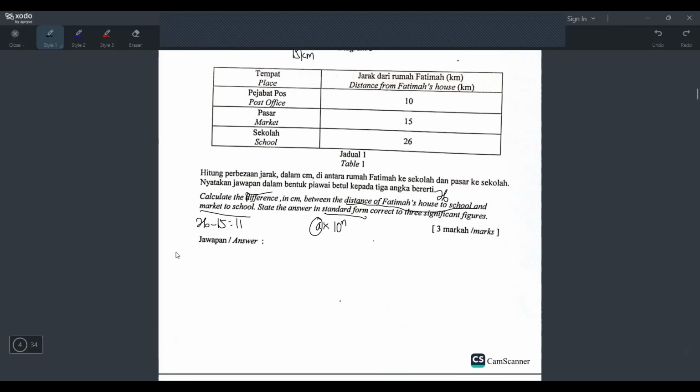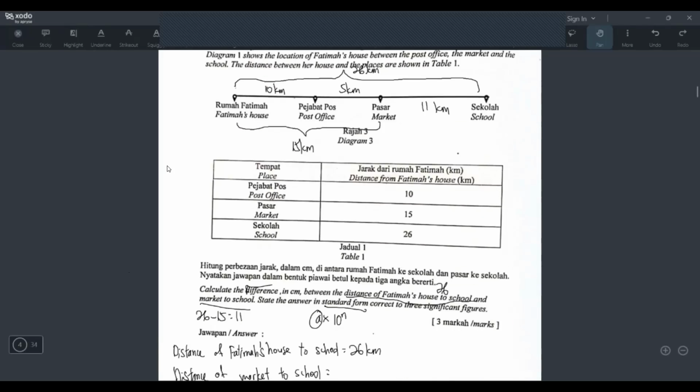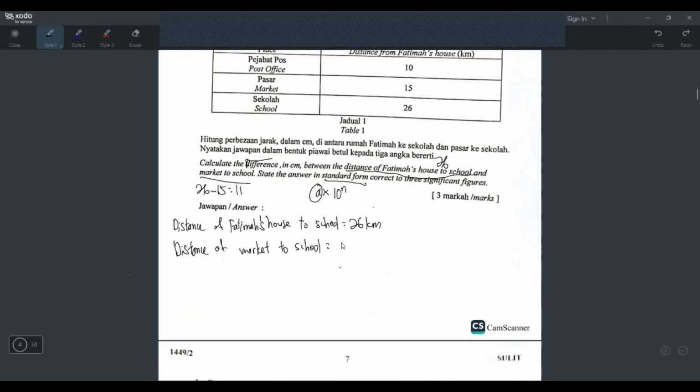Okay, but first let's write down some working. Distance of Fatima's house to school is 26, right? This one no working because it's given in the table. And then the other one is distance of market to school. How did I get the market to school just now? It's not from the table. I take 26 minus 15, and the 26 and 15 come from the table. So I'll just write some working here. 26 minus 15, 11 kilometers.